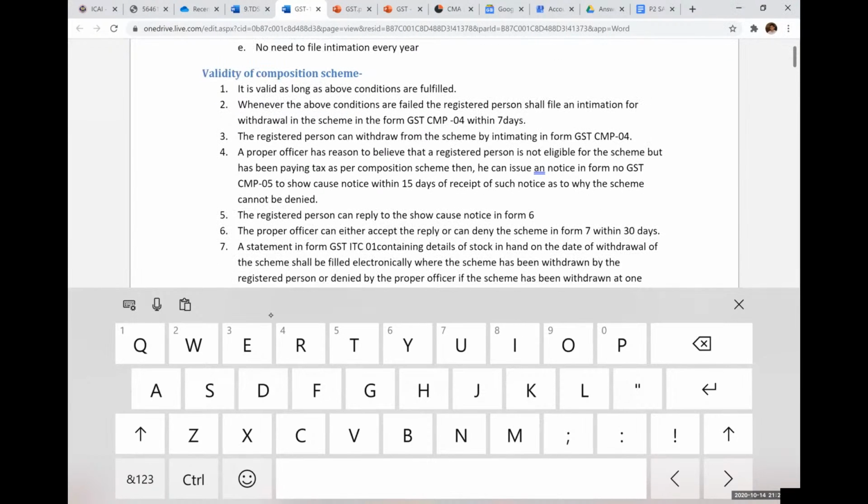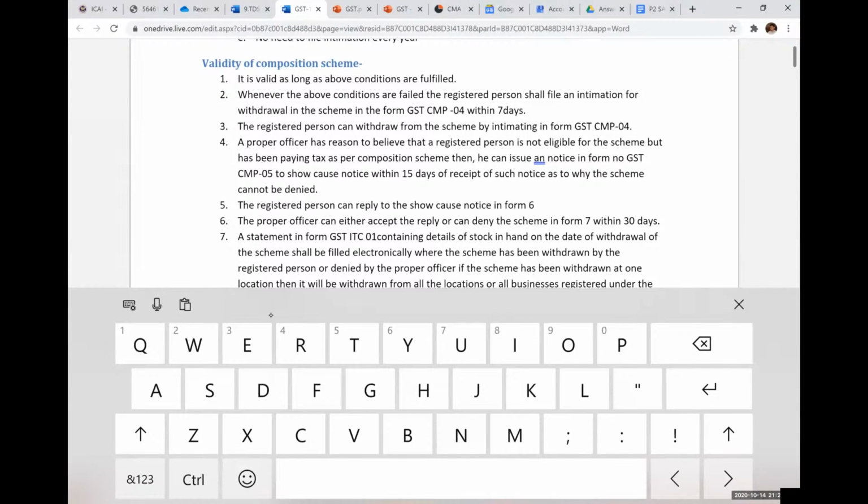The registered person can reply to the show cause notice in Form 6. So whatever details they are asking in Form 6, she has to reply. Everything happens online. That is the best thing Modi did. Everything is online. Nobody can ask her for bribes.